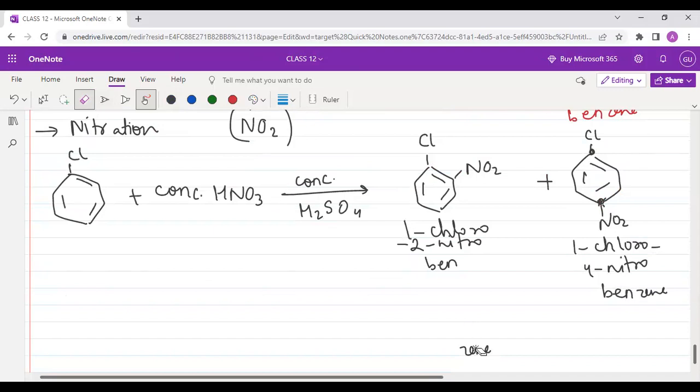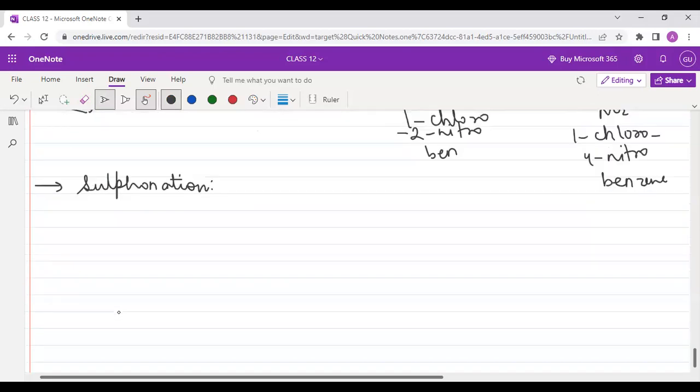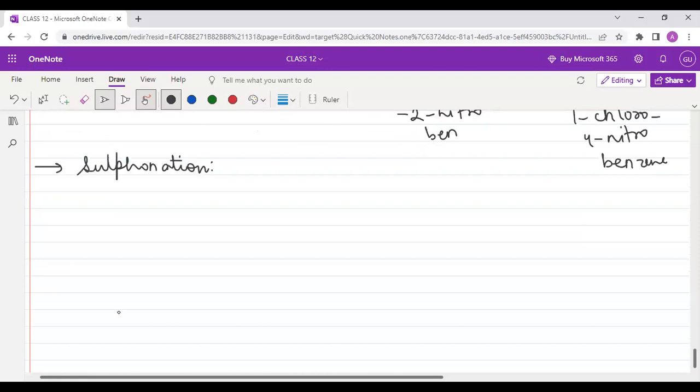Is it clear till now? Yes, ma'am. But you have to revise after the class. Okay. Next is sulfonation. So in sulfonation, sulfonic acid group will be introduced. Nitration means introduction of NO2 group. Halogenation means introduction of halogen groups at ortho and para positions. In sulfonation, sulfonic acid group will be added.